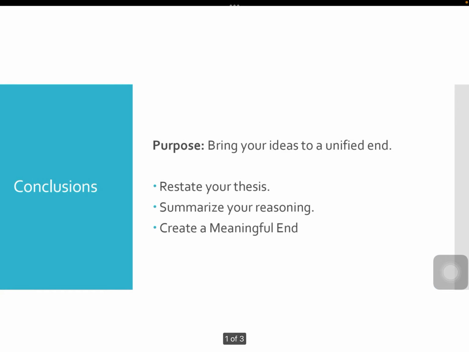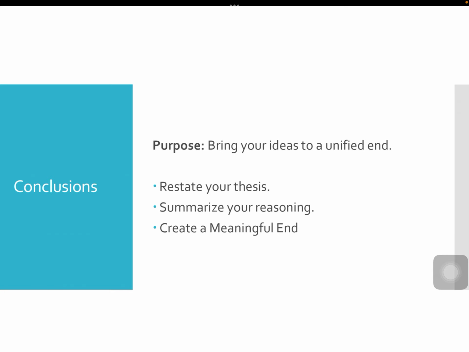Okay, let's talk about how we go about writing a conclusion. So the purpose of a conclusion is to bring your paper to what's called a unified end, bring some resolution to the topic, and kind of leave your audience thinking. So the three things we want to do in a persuasive conclusion is 1, restate your thesis or reaffirm the argument you made over the course of the paper.